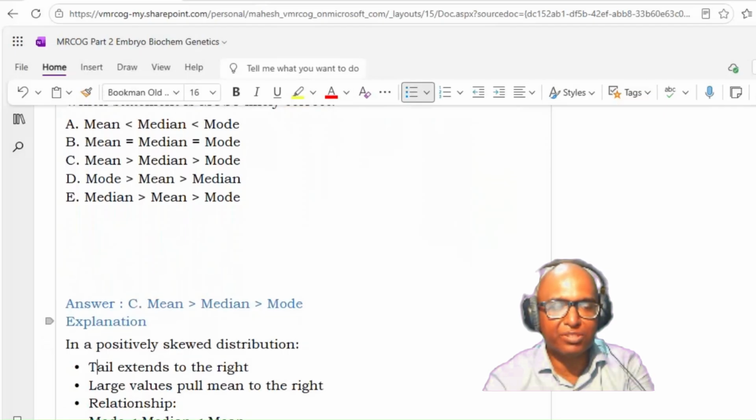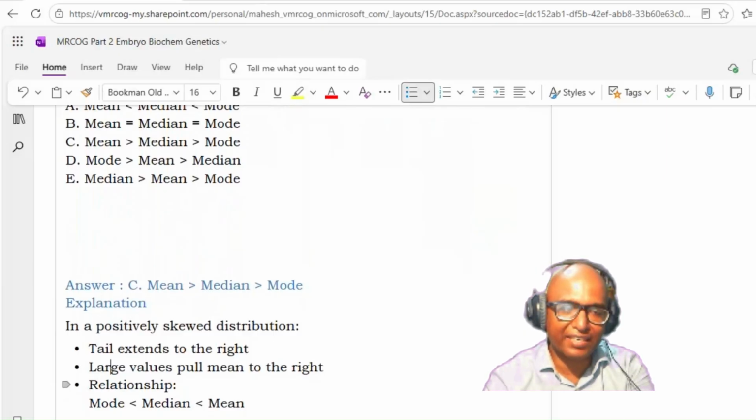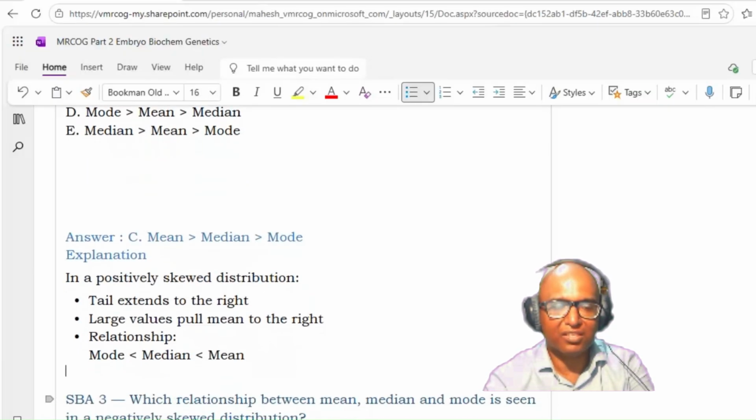So this is a positively skewed distribution. The tail extends to the right. Large values pull the mean to the right. So the relationship will be mode is less than median and median is less than the mean. Remember, positively skewed, mean is the largest. Negatively skewed, mode is the largest. Then you just remember the median and mean relationship. Okay, you got it?